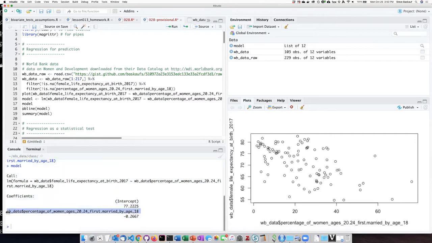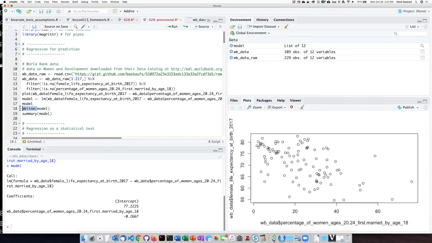The designation of the slope is a bit odd. It's not just called slope. It's actually named by the value of x on the graph. And the reason for this is because we can have multiple linear regressions where there are multiple x factors, and each one of them has a slope. So in order to distinguish between the different slopes, we provide the name that we have given to that x value. That's something that takes a bit of getting used to.